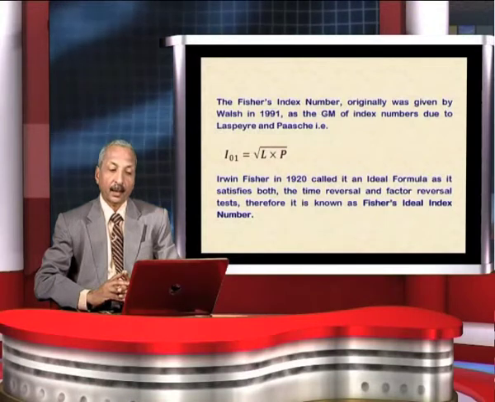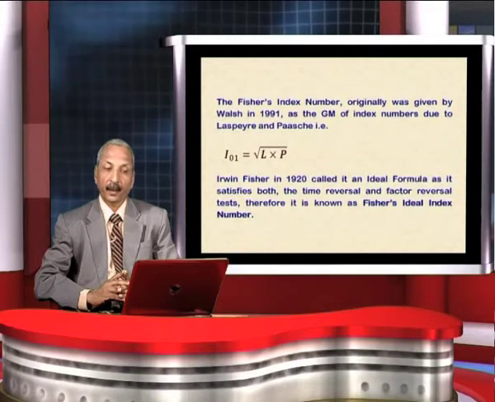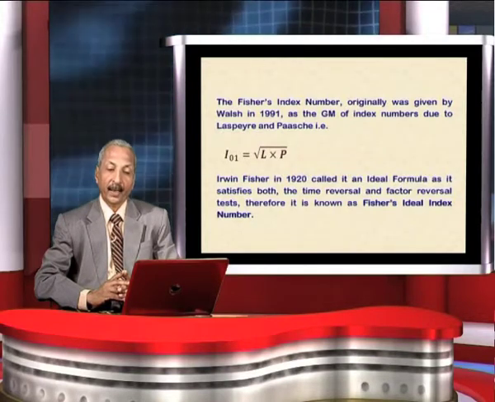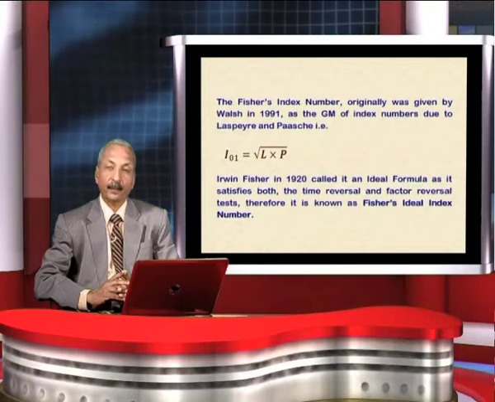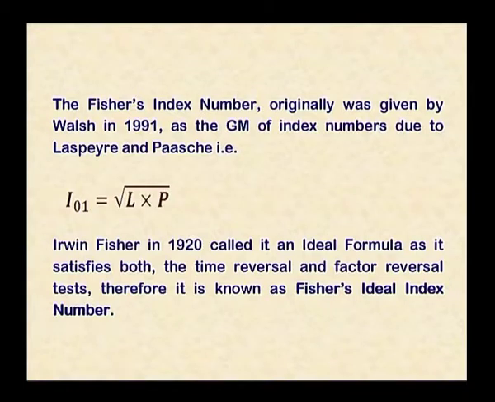The Fisher's index number originally was given by Walsh in 1901 as the geometric mean of index numbers due to Laspeyres and Paasche. That is, we have seen that this I01 is equal to the square root of L times P. Irving Fisher in 1920 called it an ideal formula as it satisfies both the time reversal and factor reversal tests, as we have just seen. Therefore, it is known as Fisher's ideal index number.